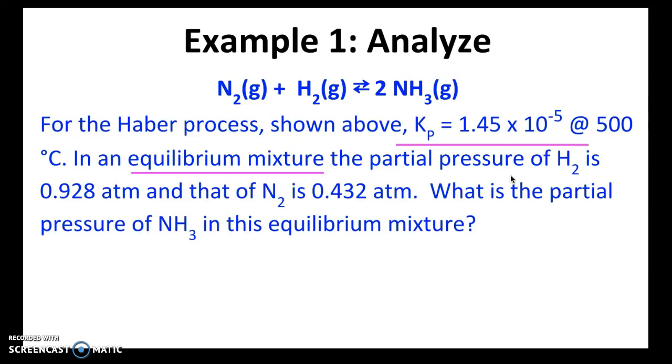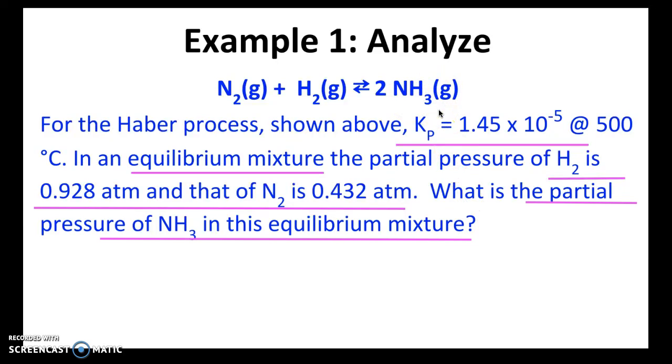So in this case, it's actually going to be quite simple, just plug and chug, because they're giving me the equilibrium pressure of H2 and the equilibrium pressure of N2. So I can plug that into my equilibrium expression. And the one I don't know is the equilibrium pressure of NH3. All right, cool. So the first thing I did here was analyze it for key information, which includes the equilibrium constant, also knowing that the reaction is at equilibrium, so I don't need an ICE table to solve, and the partial pressures of H2 and N2, and what I'm looking for, which is the partial pressure of NH3.